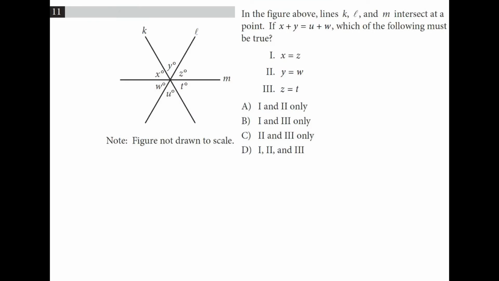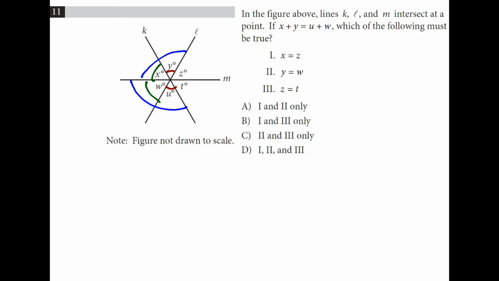Number 11 has to do with vertical angles and various other angle equivalencies. For example, in addition to knowing that x plus y is equivalent to u plus w, we know that vertical angles are equal, like y and u. So what that means is that x and w are going to be equal to each other, since these two angles have to add up to the larger angle, using the angle addition postulate.